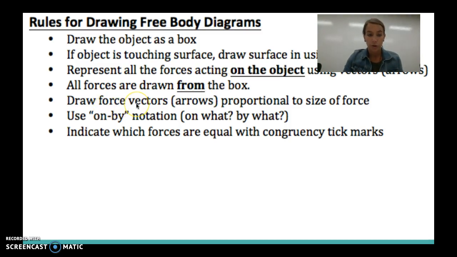Draw your force vectors or arrows proportional to the size of the force. Use on-by notation. We're actually not going to do that, so that's not in your packet. You can cross that off, you don't have to. And indicate which forces are equal using congruency tick marks, so marking which ones are equal. So let's jump in and try some of this.